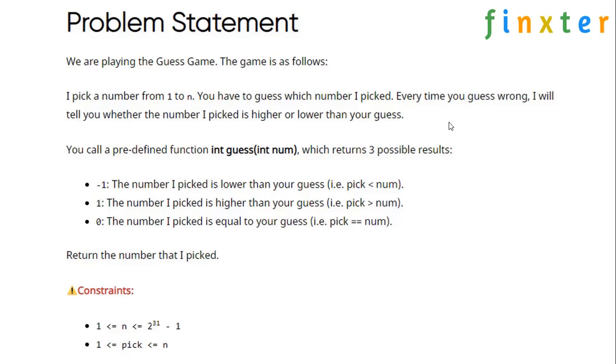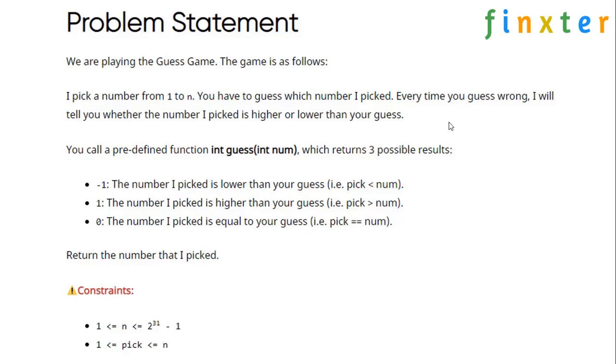Now let me further simplify this. I will pick a number within the range 1 to n, and you have to guess which number I picked. If your guess is wrong, in that case, I will tell you whether the number that you guessed was greater than the number that I picked, or if your guessed number was lower than the number that I picked.